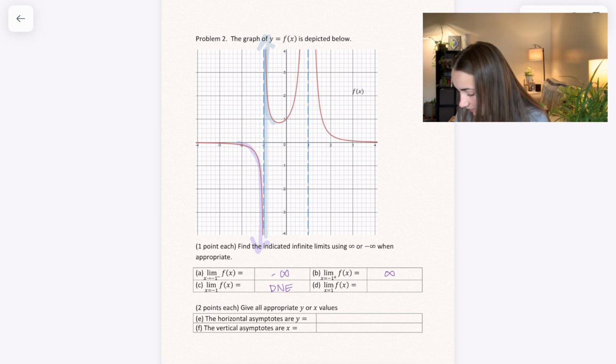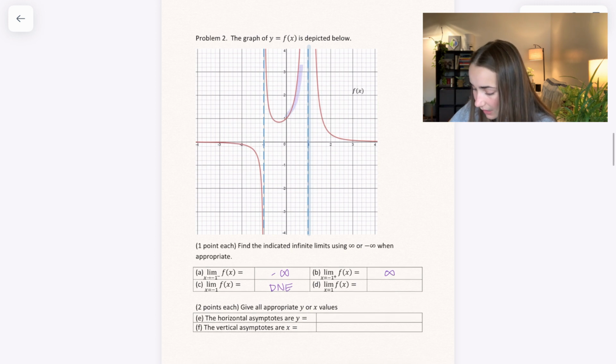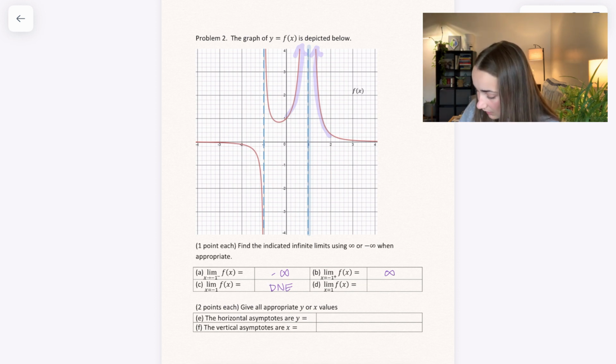But now we want to take the limit as x approaches +1. So let's go ahead and find +1 on the graph. I can see that is the vertical asymptote right here. And remember, when there's no side indicated, we need to look at both sides. So on the left side of 1, I can see I'm going up to infinity. And on the right side of 1, I'm also going up to infinity. So even though there's an asymptote here, because they're approaching the same value of infinity, that means my actual limit is going to be approaching infinity.